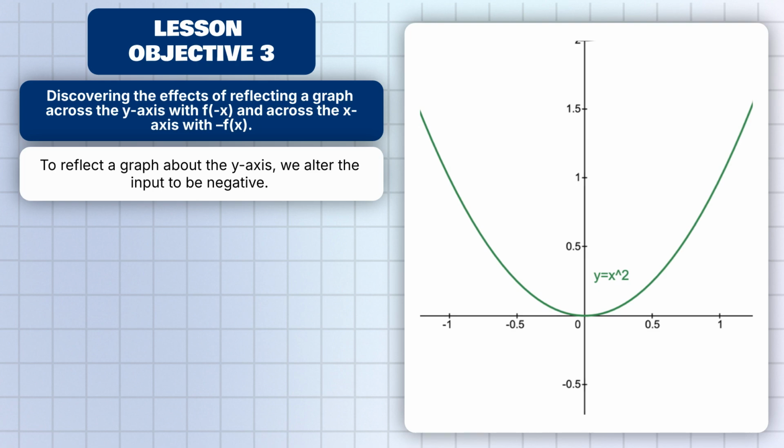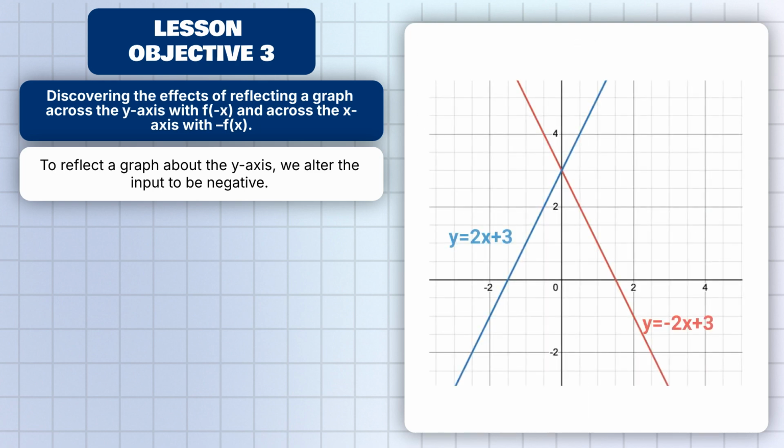For a linear function like y = 2x + 3, we get y = 2 times (-x) + 3, or y = -2x + 3. And we reflect the graph across the y-axis. Positive slopes become negative and vice versa.